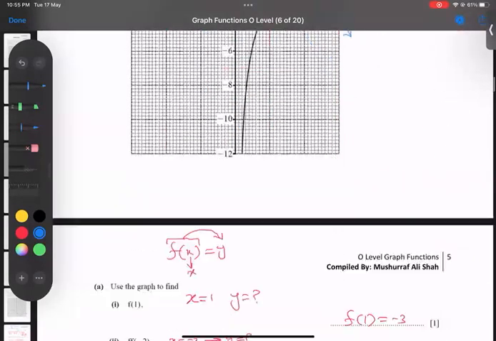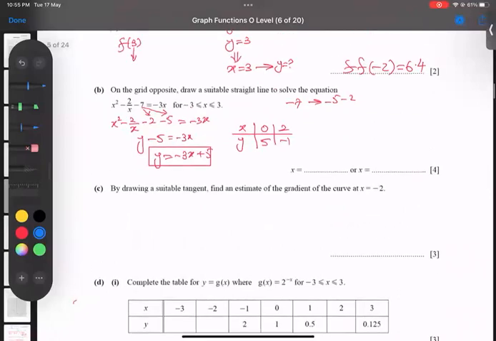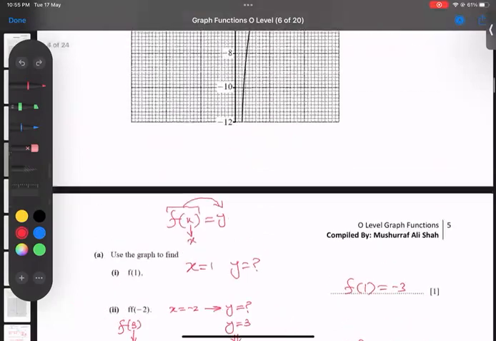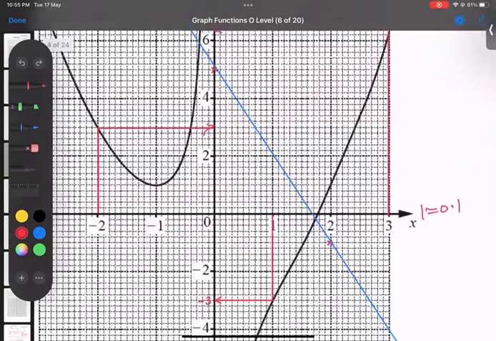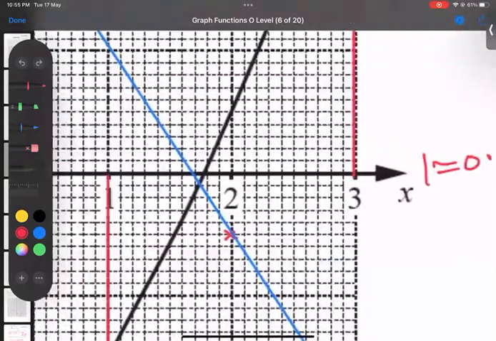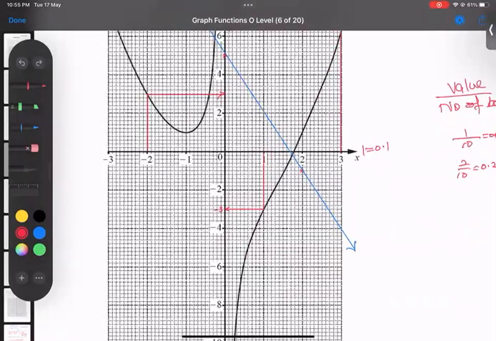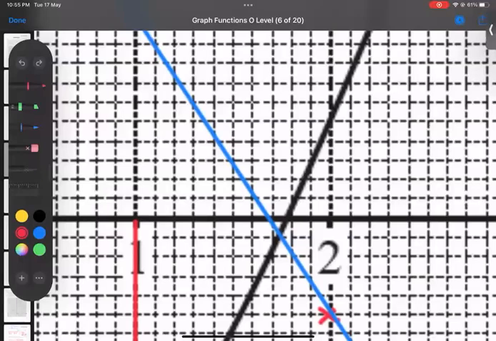And what the question is asking is to solve. Whenever solve comes, it means we're looking for the x values. He put two empty spaces for x. So it means the curve and line will cut definitely at two spots. Check it. First intersection with the black curve. You see right inside, the black curve and the blue line intersect at this point.